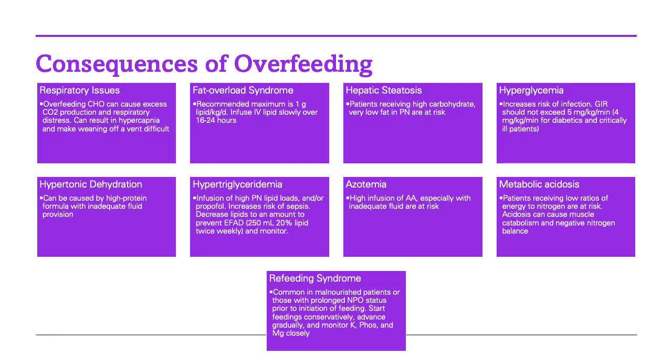And then lastly, refeeding syndrome. Remember that it's common in malnourished patients or those with prolonged NPO status. Prior to initiating feeding, we want to make sure we correct any significant electrolyte abnormalities. And then when we do start the feeding, we want to advance gradually and monitor those potassium, phosphorus, and magnesium labs closely.